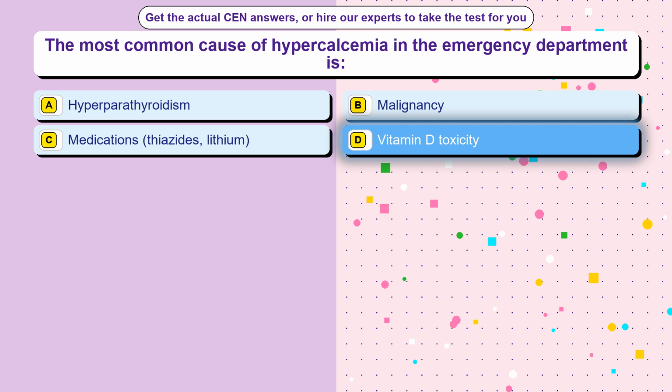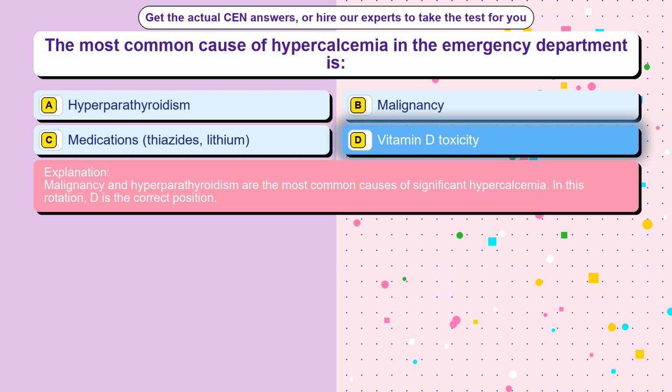The correct answer is option D, vitamin D toxicity. Malignancy and hyperparathyroidism are the most common causes of significant hypercalcemia. In this rotation, D is the correct position.